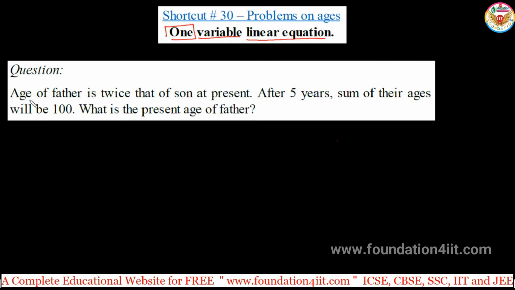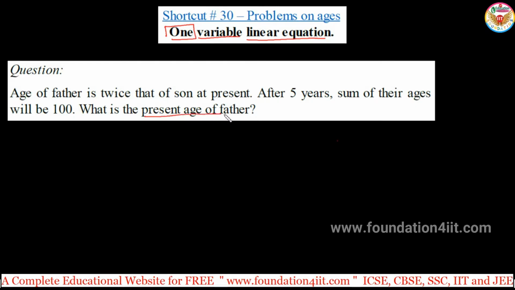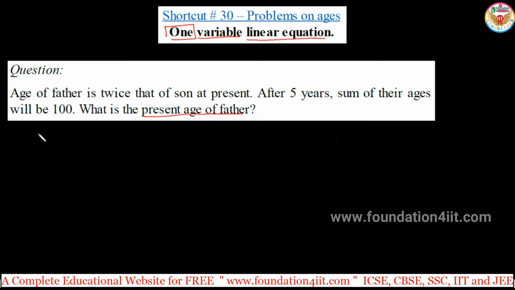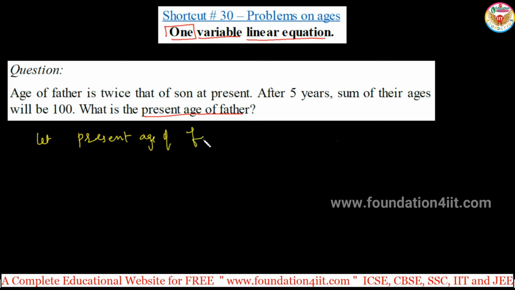If you observe the question: the age of the father is twice that of the son at present. After 5 years, the sum of their ages will be 100. What is the present age of the father? Whatever the question asks us to find, we can take as a variable. So let the present age of the father be x. That way we only have a single variable.